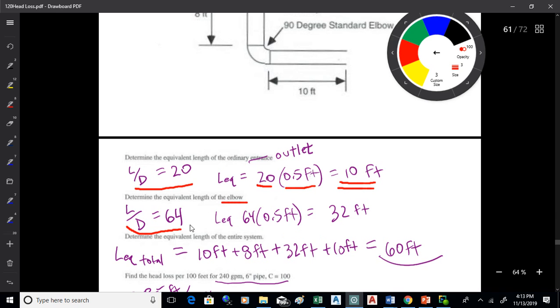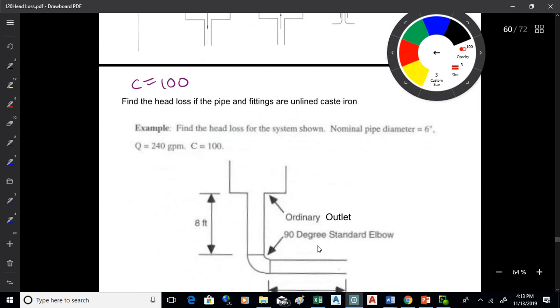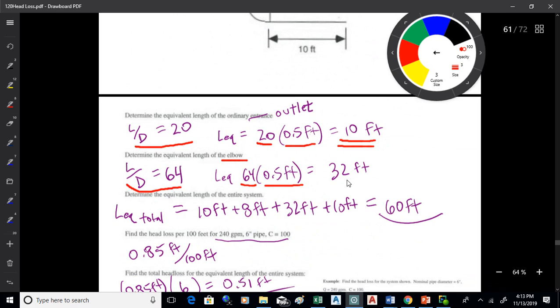You do the same thing with the elbow. You take the L over D, which is 64, multiply it by the diameter in feet. Okay, so the diameter has to be in feet here. So we're saying that 6-inch pipe is equal to 6 over 12 feet, which is half a foot. That's where that half a foot is coming from. So we're going to take the 64 times half a foot, and that will get us 32 feet. So that gets us our equivalent lengths of pipe in feet, which is what we want. So we're saying that the ordinary outlet has the same head loss as 10 feet of 6-inch pipe, and the elbow has the same head loss as 32 feet of 6-inch pipe.